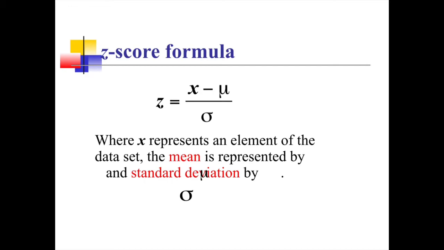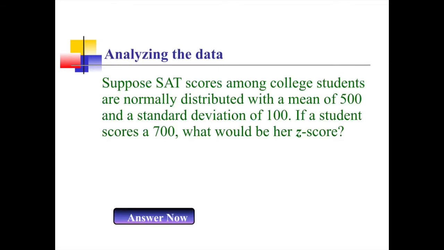So here we have the z-score formula. This will be provided for you. Here's the z-score. The x value here is the data that you're comparing: the test score, the quiz score, the pounds lost, or whatever it is. This represents the mean, and this is the notation for standard deviation. All right, here's our first problem.